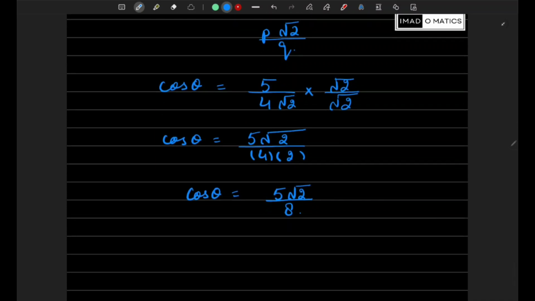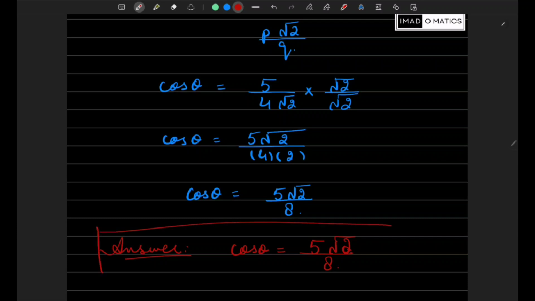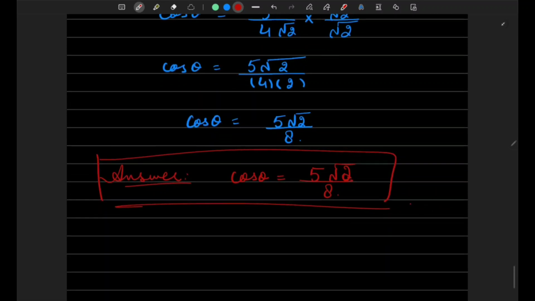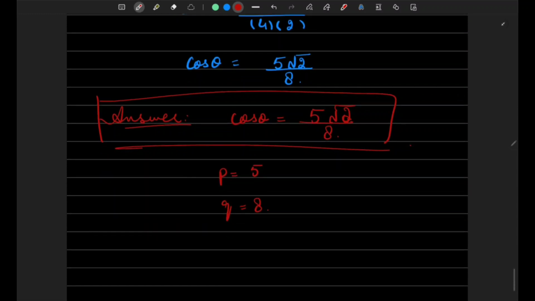So we have the final answer as cos theta is equal to 5 under root 2 over 8, in which P is equal to 5 and Q is equal to 8. Now this is our final answer. We have to find the value of cos theta, and the value of cos theta becomes 5 under root 2 over 8.